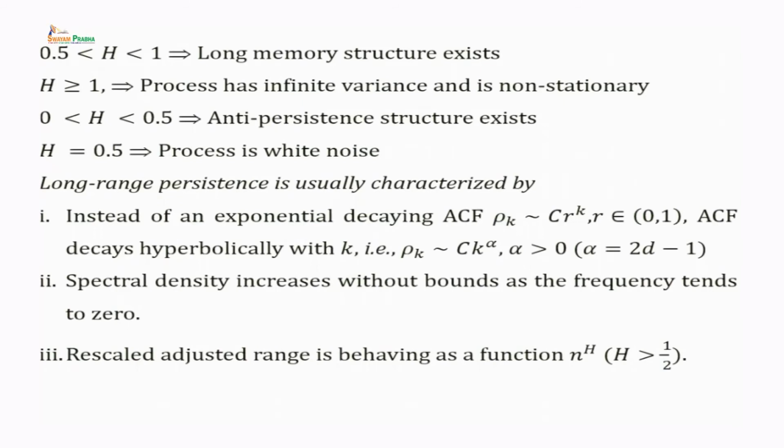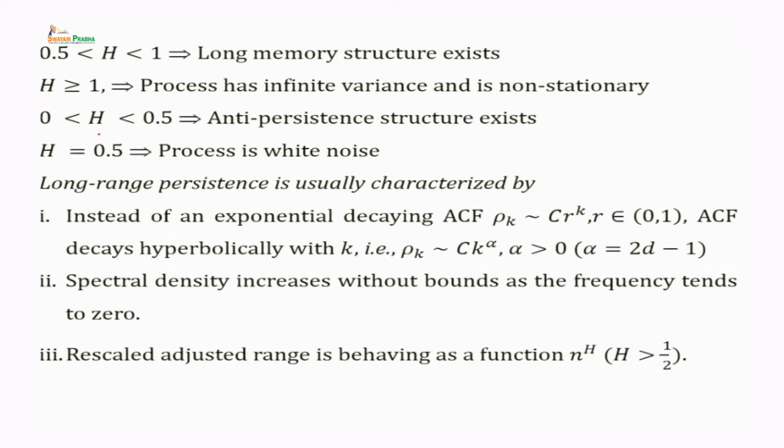On the basis of the value of h, you can decide whether your process has long memory or not, or whether it is stationary or not. So, if h lies between 0.5 to 1, then it is a long memory process. So, long memory structure exists. If h is greater than or equal to 1, then this implies that the process has infinite variance and it is a non-stationary process.